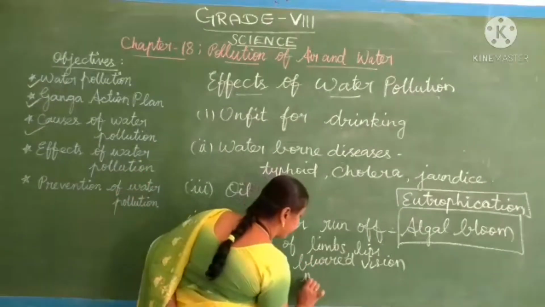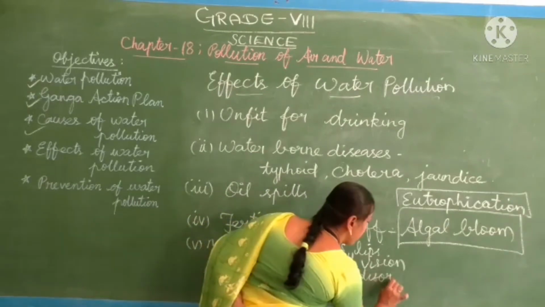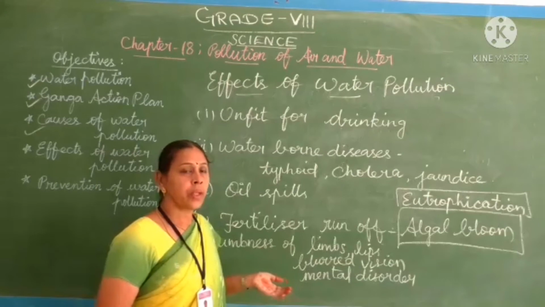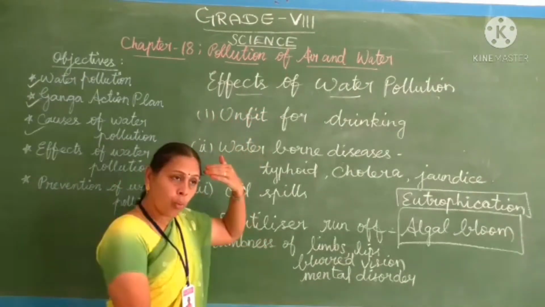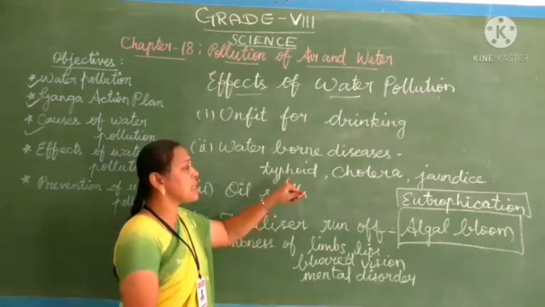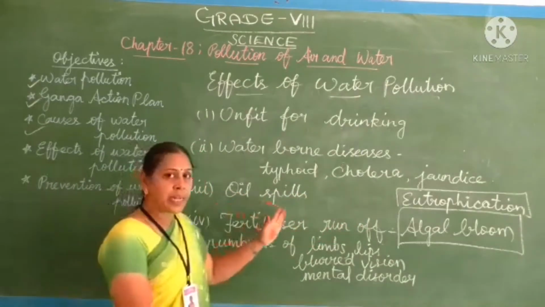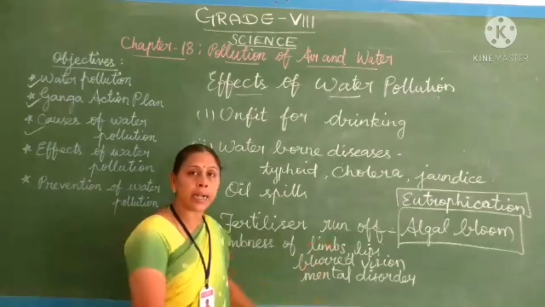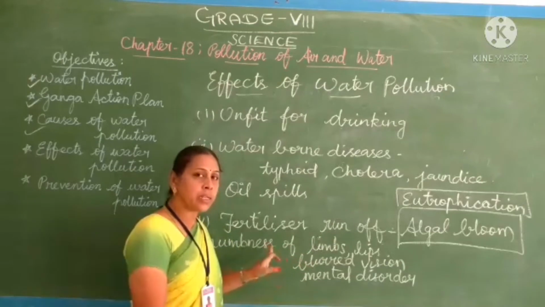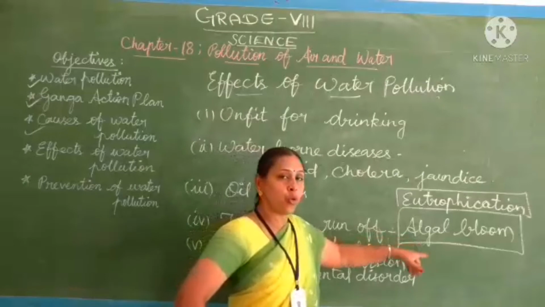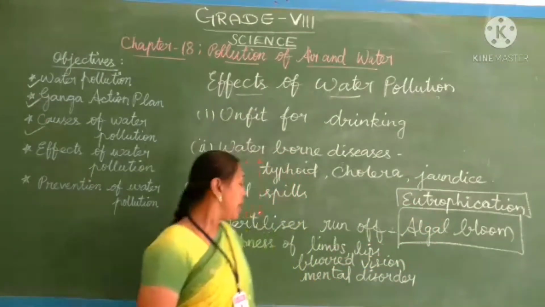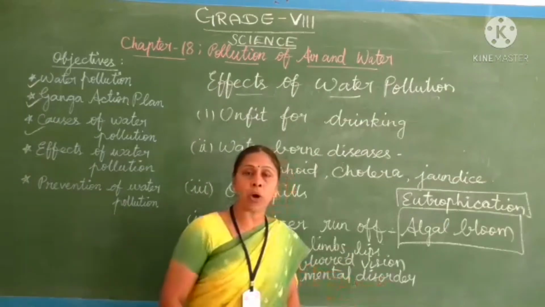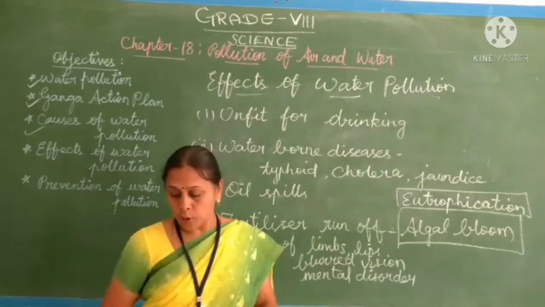Then mental disorder. All these will happen because of water pollution. Understand? So these are the effects of water pollution: the water will become unfit for drinking. Then many waterborne diseases like typhoid, cholera, jaundice will come. Oil spills in seas and all; because of this, aquatic organisms and marine life will be affected. Next, fertilizer runoff. That means in the agricultural field, because of the usage of more fertilizers, this will lead to algal bloom, or that process is called eutrophication. Next, numbness of limbs, lips, blurred vision and mental disorder. All these will happen because of water pollution.